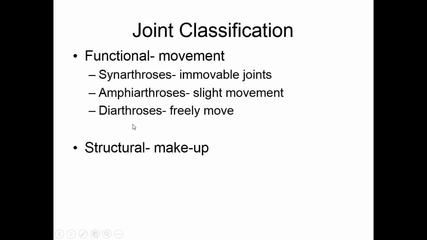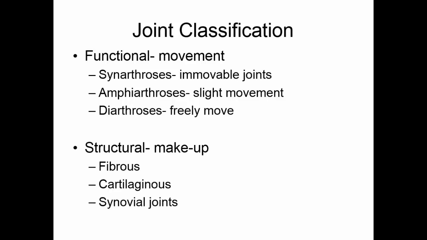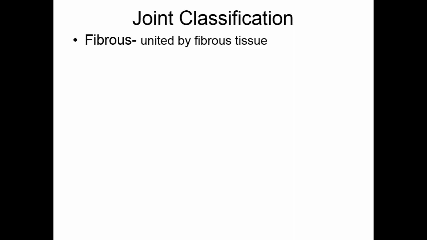Structurally, how the joint is made up is another way to classify the joint. We have fibrous joints, cartilaginous joints, and synovial joints. Fibrous joints are held together by fibrous tissue. Some of these joints are immovable. The fibers are very short. An example of this would be the sutures of the skull, those joints between the bones of the skull.